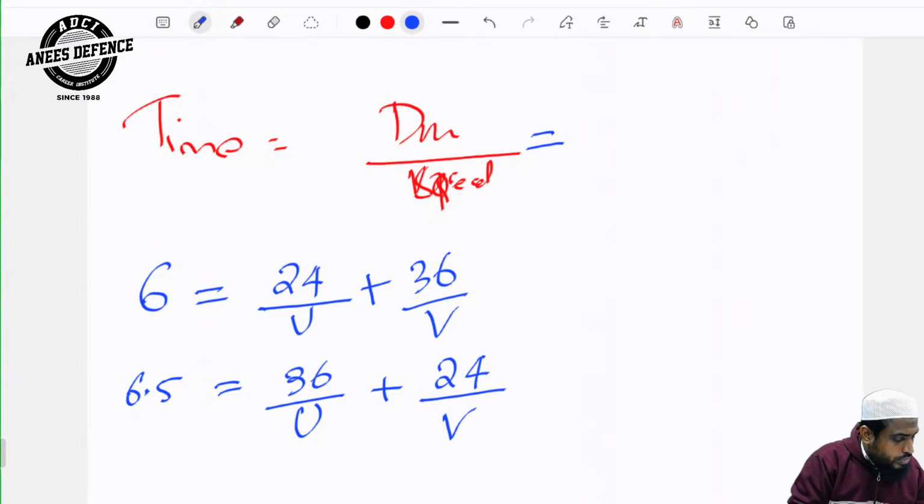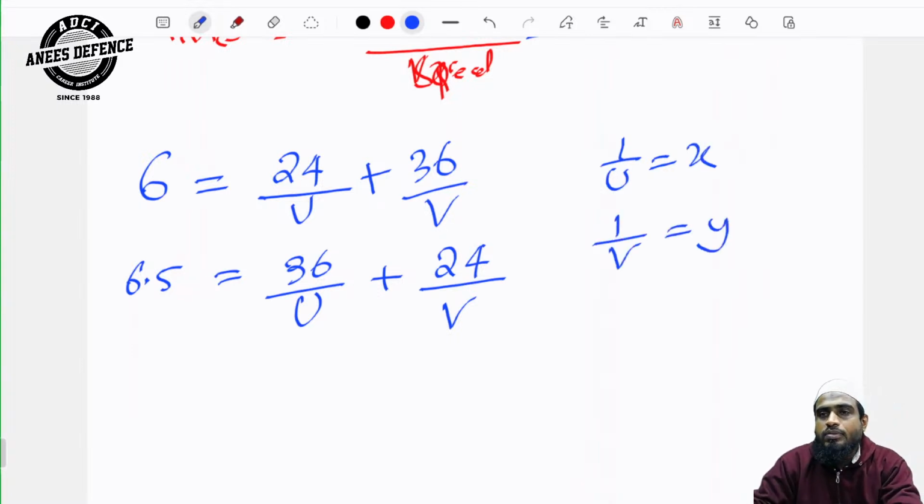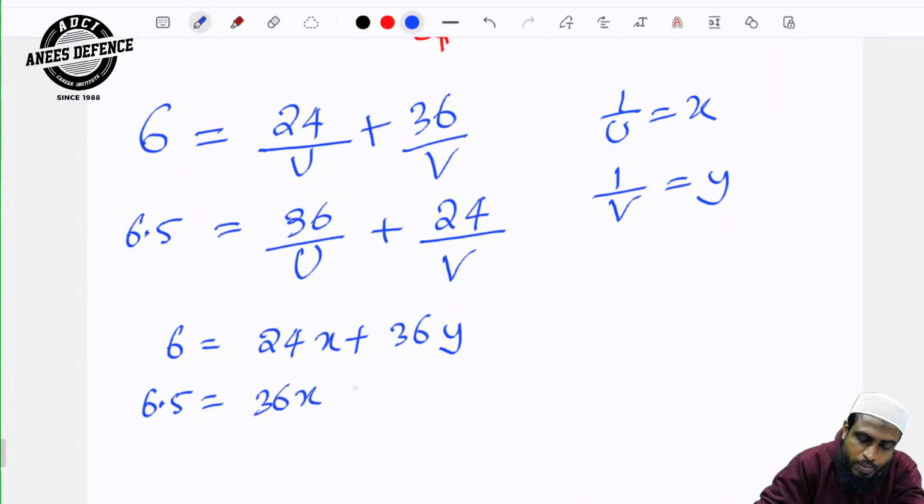So these are the two equations we got. Here you have to consider the concept of linear equations in two variables. For example, if I put 1 by u equal to x and 1 by v equal to y, I can write this equation as 6 equal to 24x plus 36y, and 6.5 equal to 36x plus 24y.